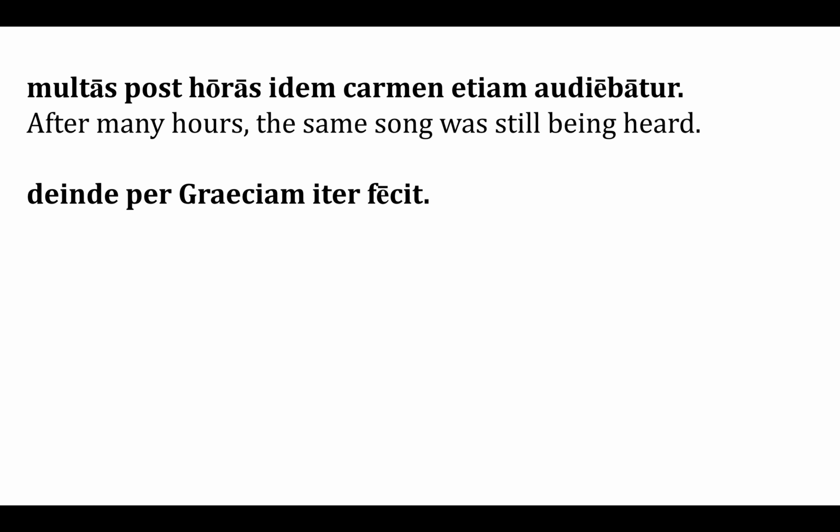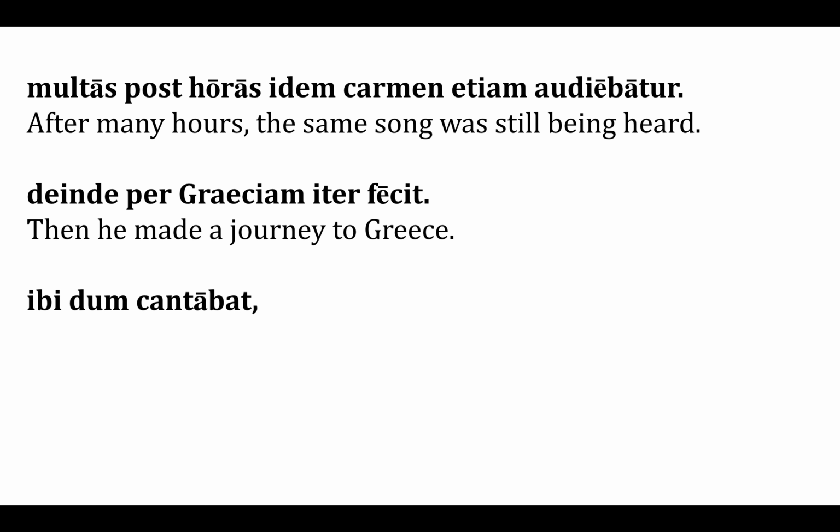Then deinde, then or next. Per Graeciam, through Greece. And then again we have this idiom, iter fecit, he made a journey. And in fact, you change that because it shouldn't be to Greece, it should be through Greece there. So he made a journey through Greece. Ibi means there, so we're talking about Greece now, there. Dum cantabat, so dum means while, and cantabat means he was singing, imperfect tense. So while he was singing.